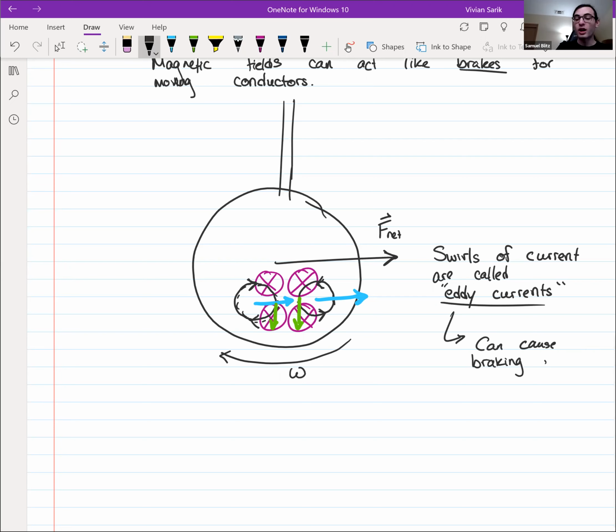But whenever eddy currents are present, they also cause heating, at least in conductors, because conductors have non-zero resistance. So eddy currents are a really strange phenomenon, and they explain things like, why is it that if you drop a magnet through a copper tube, the magnet falls very, very slowly? It's because eddy currents are generated in the copper because the magnetic field is changing. And so those eddy currents produce magnetic fields that oppose the force of gravity on the magnet.